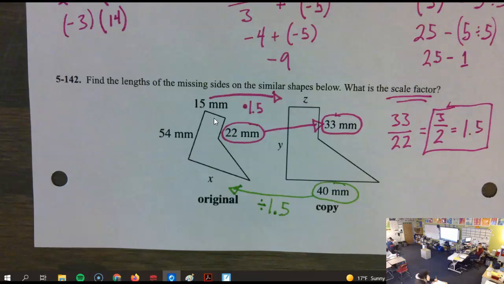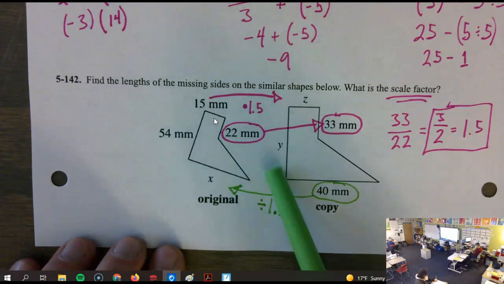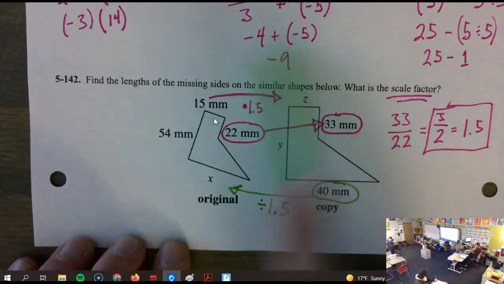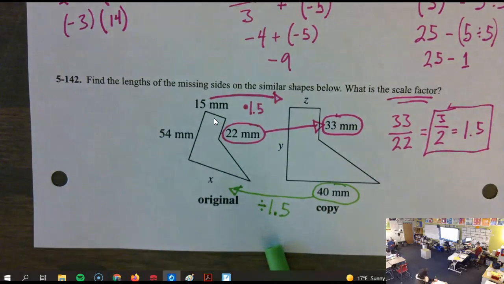Can you explain 139? So guys, I'm not going to give you the answers for X, Y, and Z here, because you need to be able to calculate them using that scale factor. So sorry, which one?